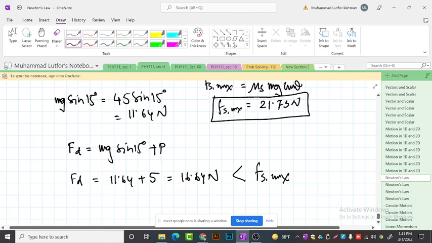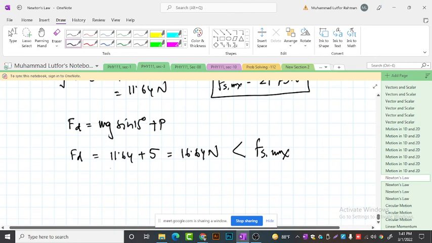Am I right? It means that when I'm applying the 5 Newton, the block will still not move in the downward direction. Then what would be my frictional force? It would be the static frictional force, right? This Fs, what would it be right now? Can anyone tell me what the frictional force would be if the system is not going to move?